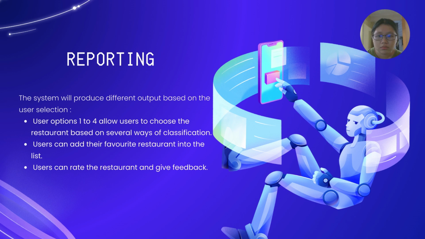The system will produce different output based on the user selection. User options 1 to 4 allow users to choose the restaurant based on several ways or classifications. Users can add their favorite restaurant into the list. Users can rate the restaurant and give feedback.